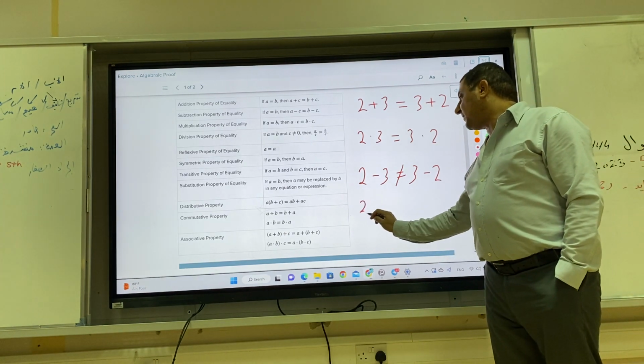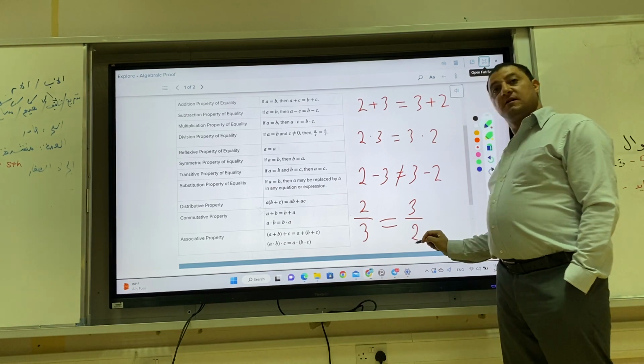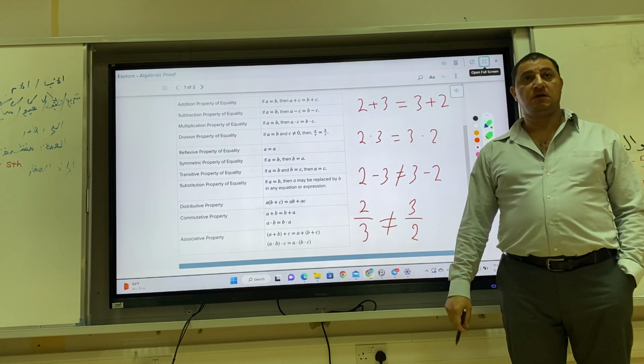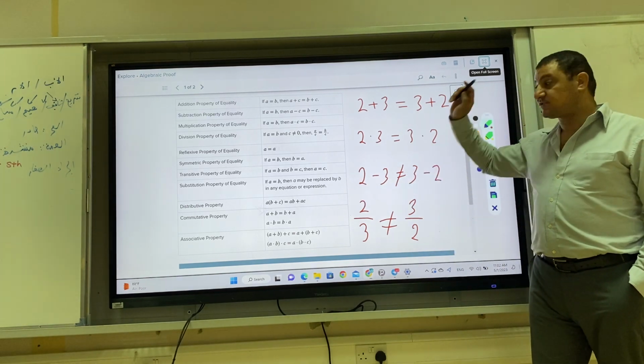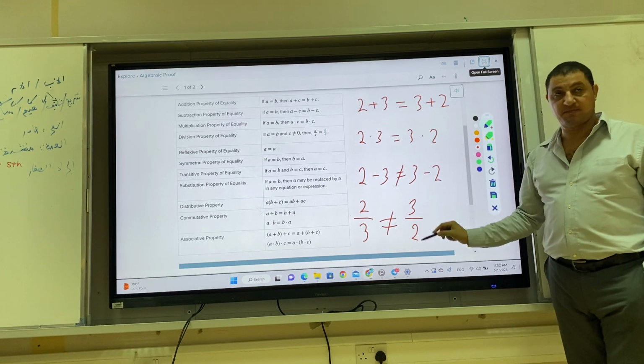Also 2 divided by 3. Is it the same as 3 divided by 2? No, they are completely different. So these are not equal. So the commutative property works only for addition and multiplication. It does not work for subtraction and division.